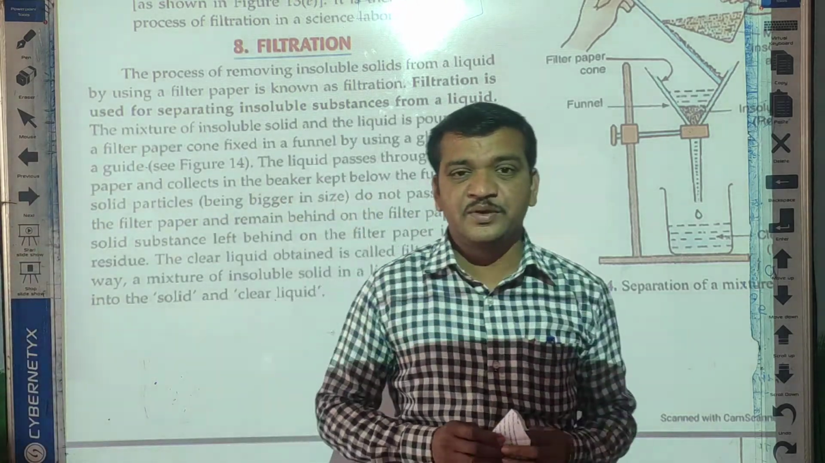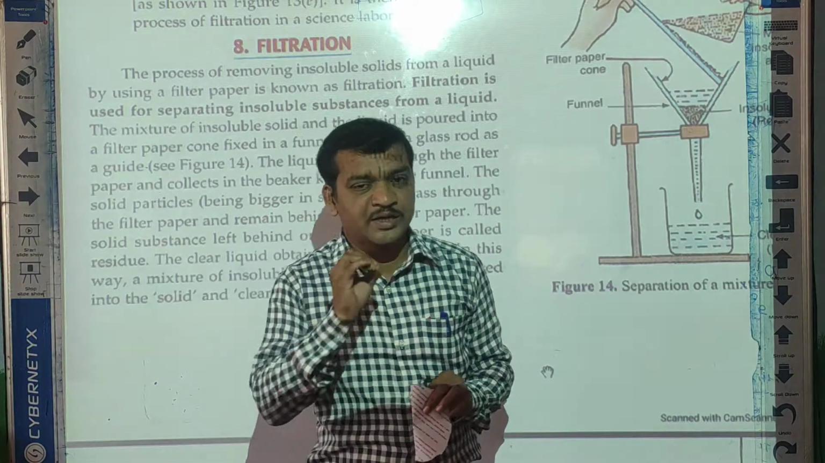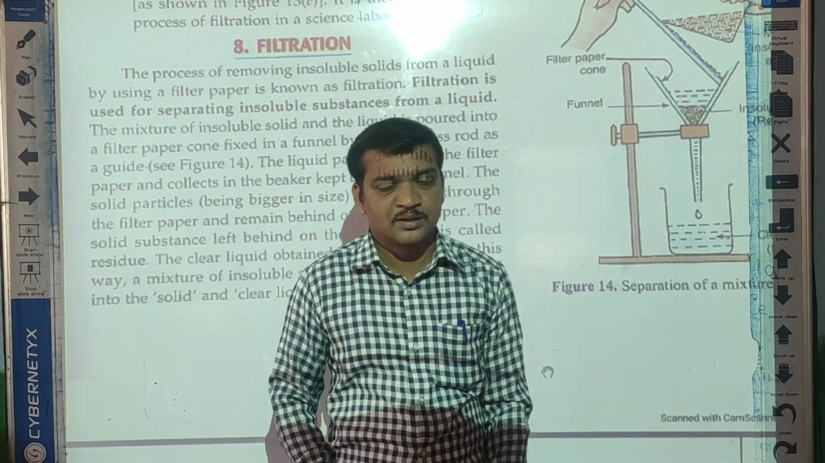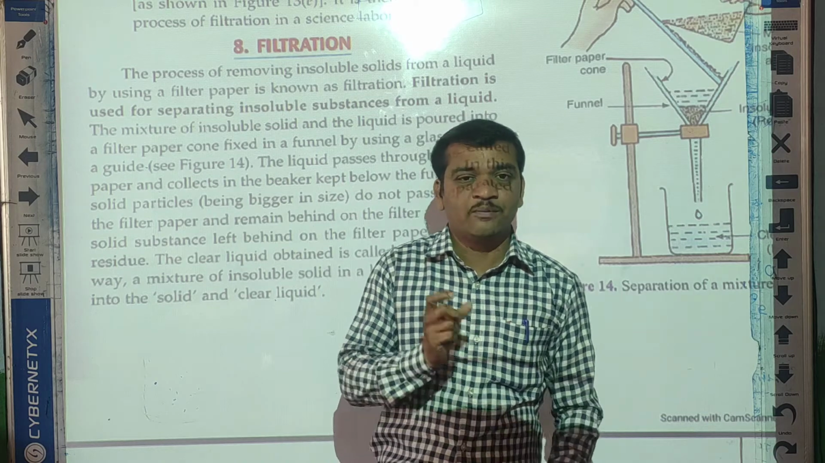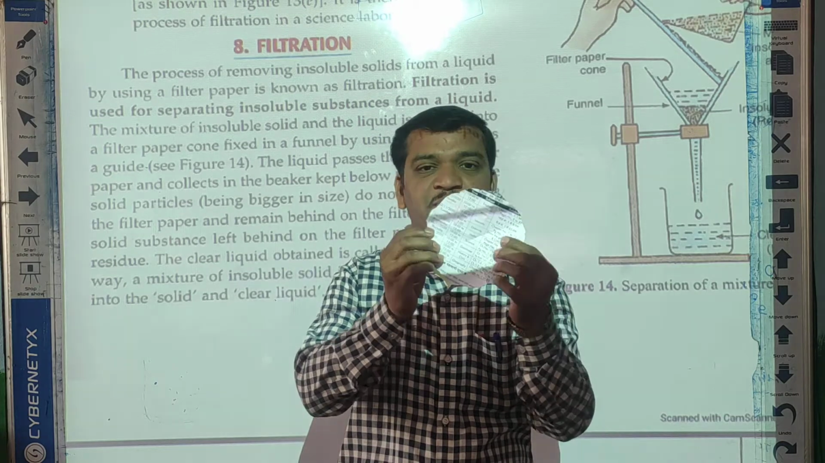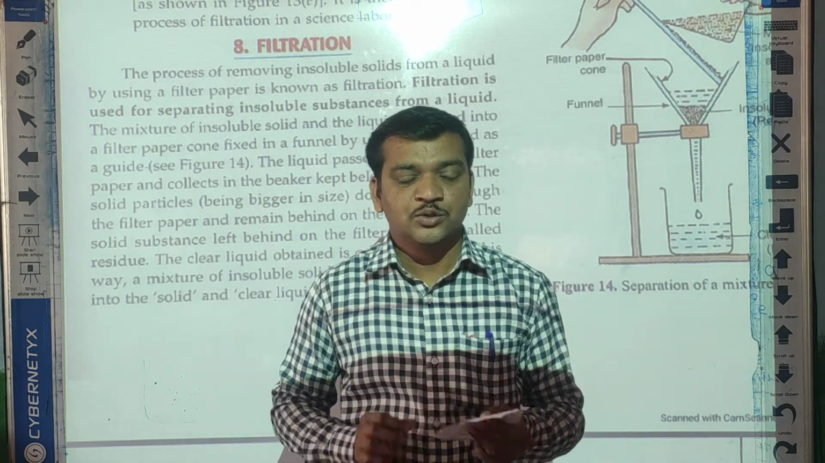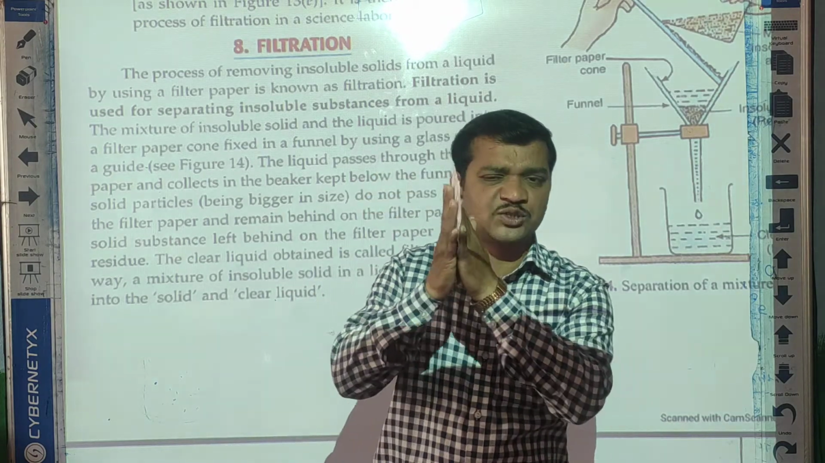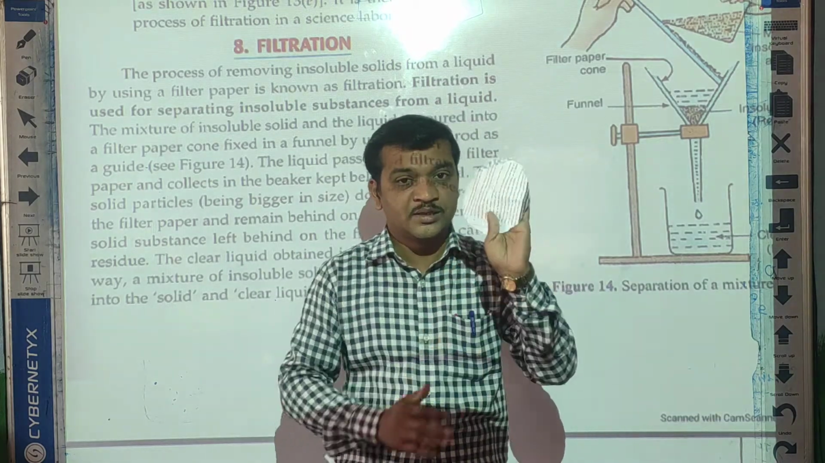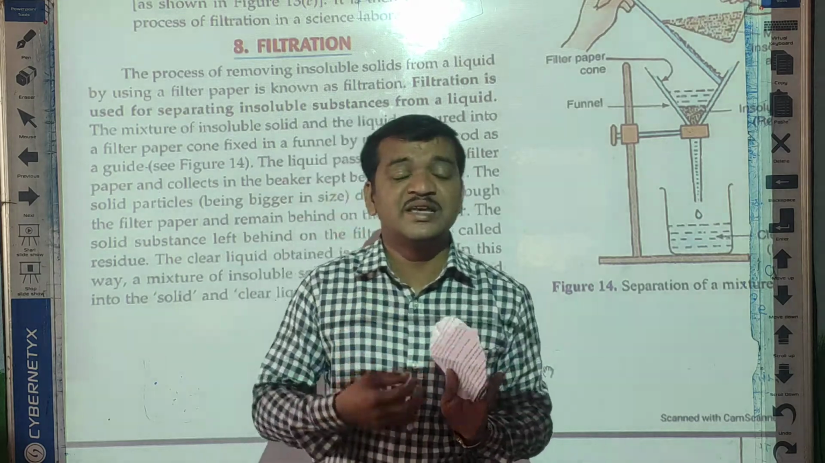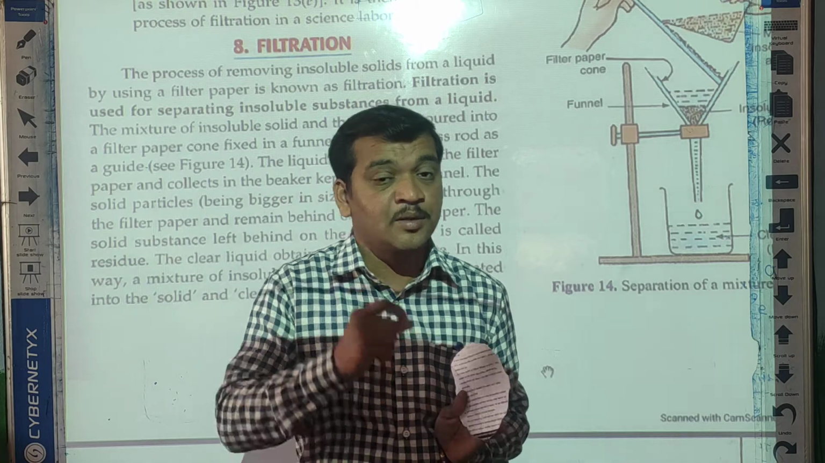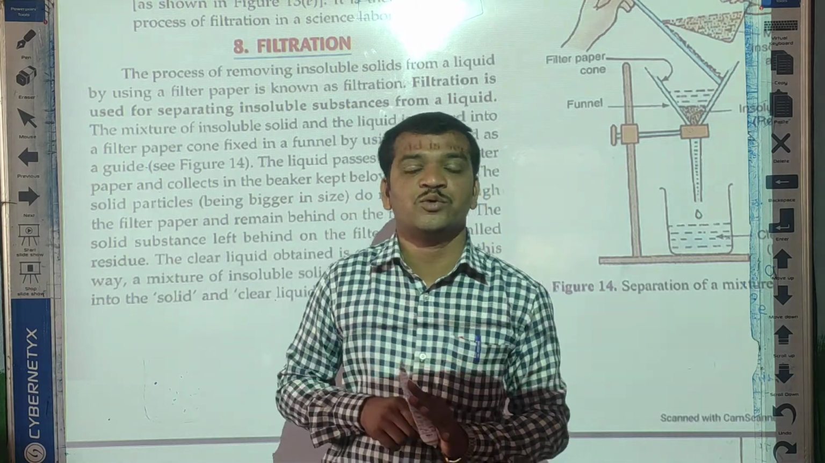So the process in which insoluble solid impurities are removed with the help of filter paper is called filtration. Now, what is filter paper? This type of filter paper is available in the lab. This filter paper has millions of tiny holes which we cannot see with our naked eyes, but with the help of a microscope we can see.